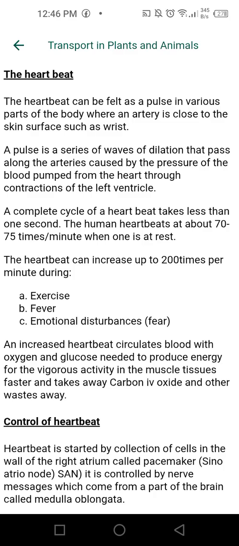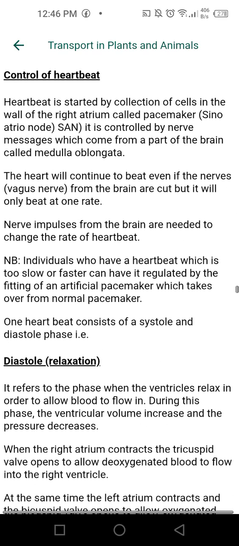Control of heartbeat. Heartbeat is started by a collection of cells in the wall of the right atrium called the pacemaker, the sinoatrial node, SAN. It is controlled by nerve messages which come from a part of the brain called the medulla oblongata. The heart will continue to beat even if the nerves, the vagus nerve, from the brain are cut, but it will only beat at one rate. Nerve impulses from the brain are needed to change the rate of heartbeat. NB. Individuals who have a heartbeat which is too slow or too fast can have it regulated by the fitting of an artificial pacemaker which takes over from the normal pacemaker.